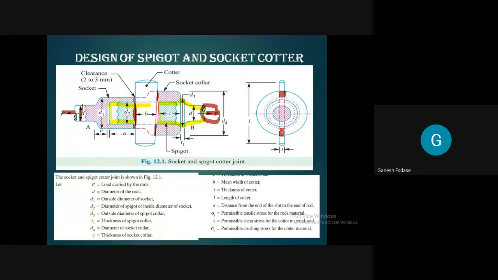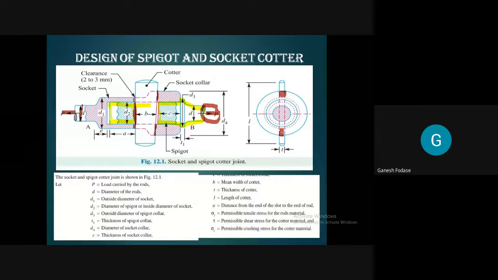D2 is the diameter of the spigot, or the inside diameter of the socket. So I told you D2 is the outside diameter of the spigot, or you can say the inside diameter of the socket. Getting it? D2, understand? It is the inside diameter of the socket and the outside diameter of the spigot.